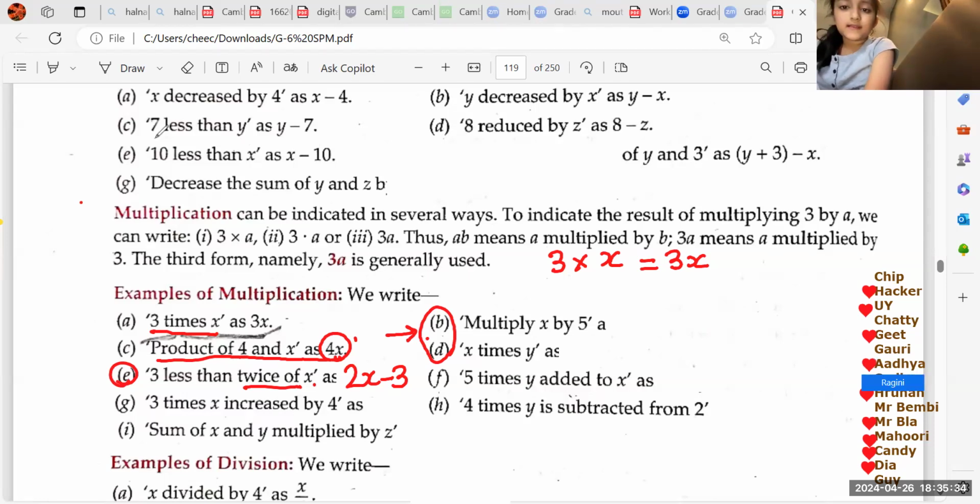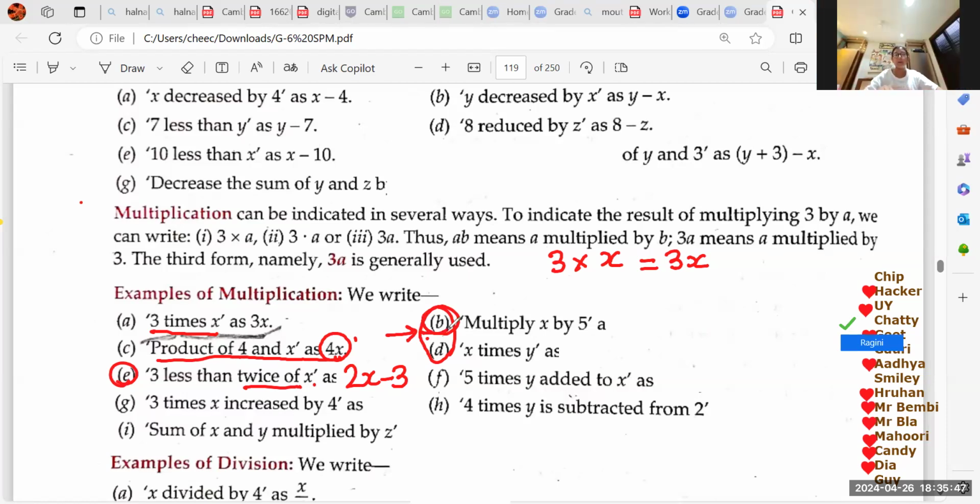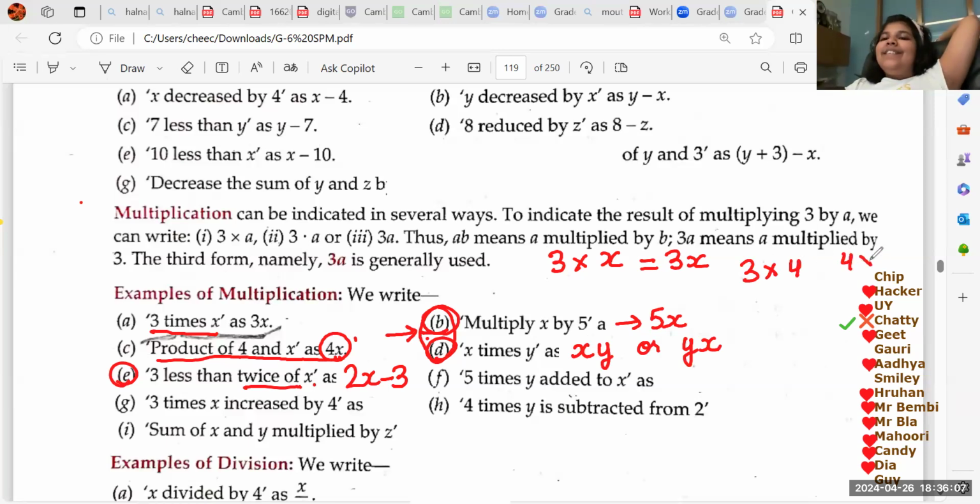So just 1 second, I sent it. Smiley, what is my answer for B part? Sir, for B part, 5x. 5x. Smiley, what is my answer for the D part? Sir, x into y, which is just xy or yx. You can write either, just like 3 into 4 or 4 into 3, I can find the same.